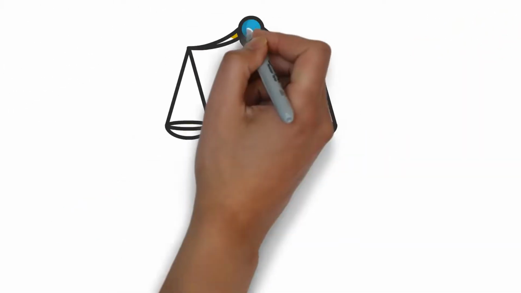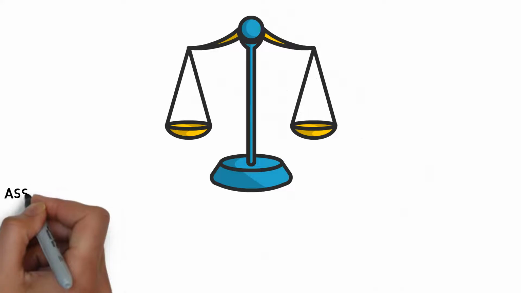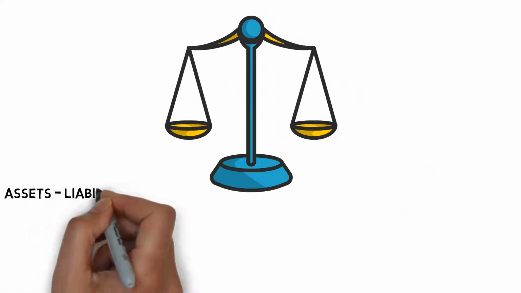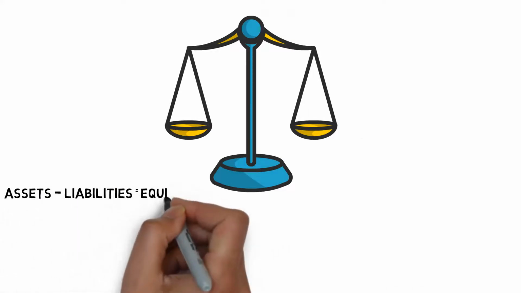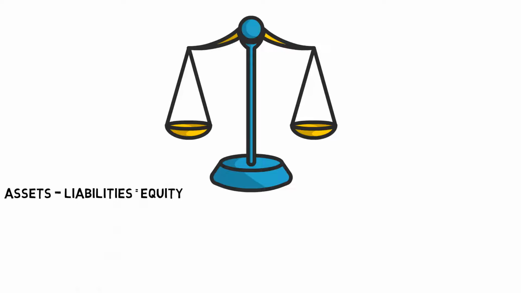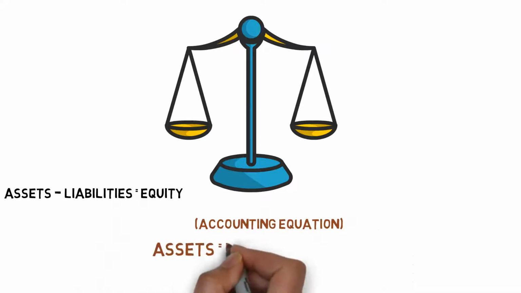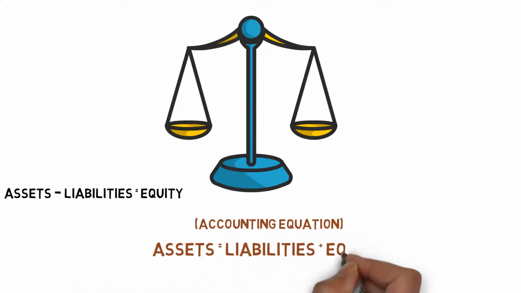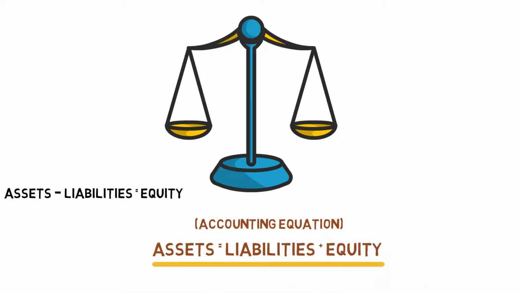Now, why is it called a balance sheet? If you have watched my previous video of owner's equity, we discussed a formula like this: assets minus liabilities is equal to owner's equity. This equation is the derivation of the original accounting equation, which is assets is equal to liabilities plus equity. This equation is called the accounting equation and it is the heart and soul of a balance sheet.